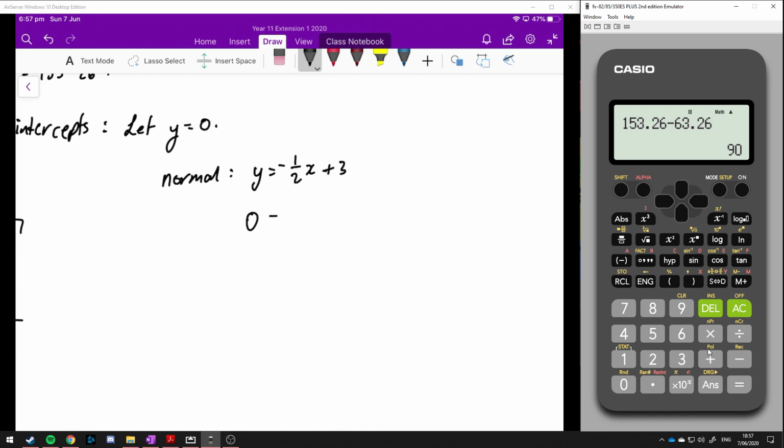Again, we're going to let y be equal to 0. So we get 0 is equal to negative 1/2 x plus 3. Subtract the 3. And to get rid of the negative 1/2, we're just going to times both sides by negative 2.